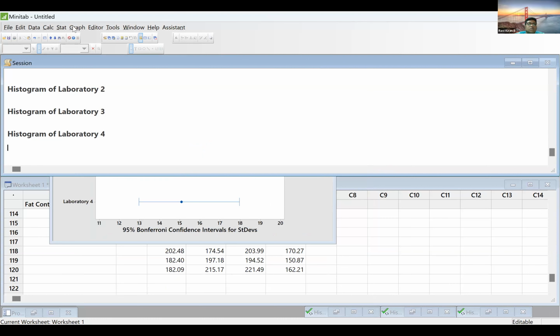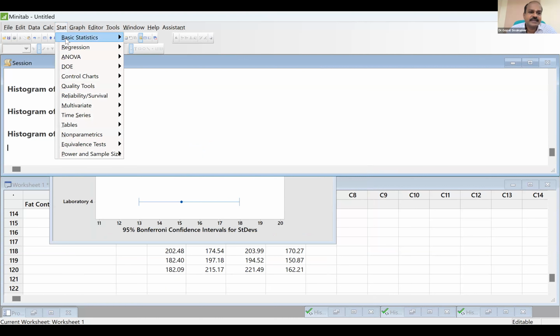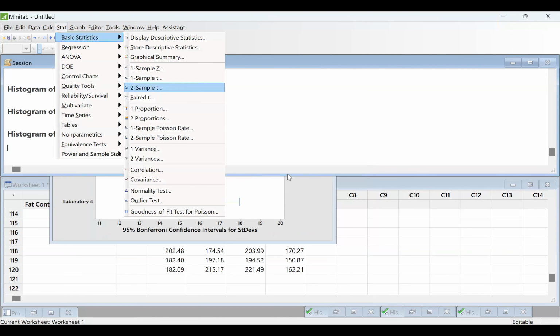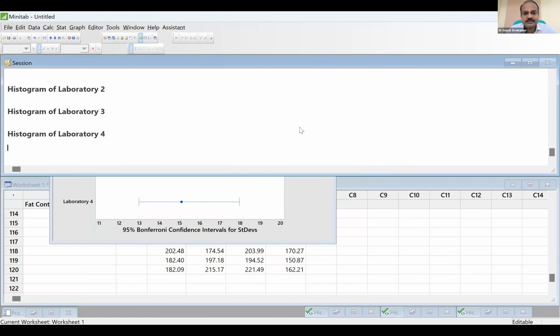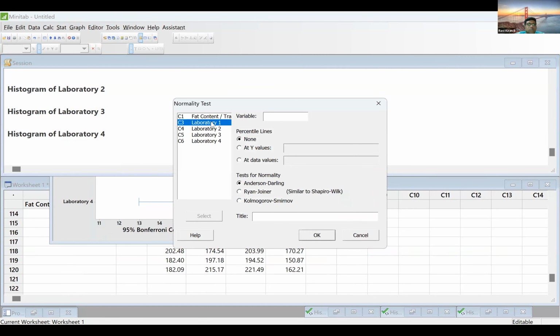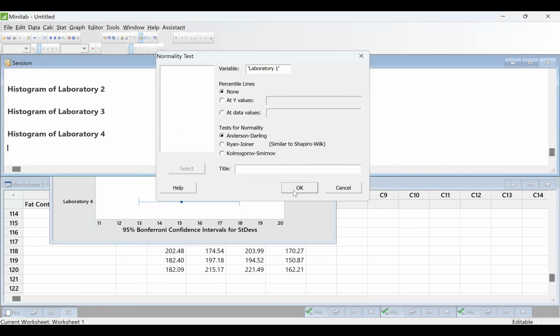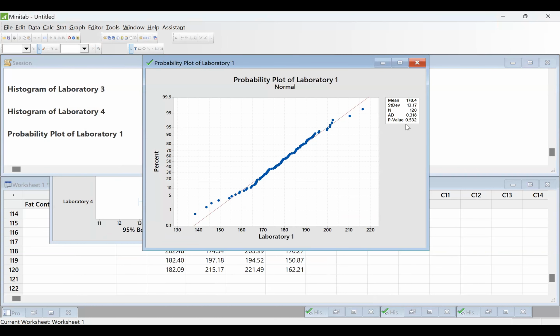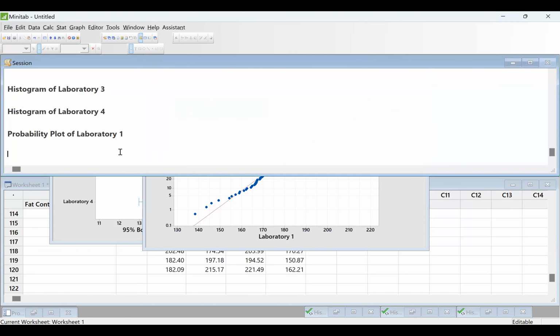So the alternate method: Stat, Basic Statistics, Normality Test. Variable, laboratory 1, Anderson-Darling. I give okay. Look at the p-value. How much is the p-value? 0.5. Now, how to decide?